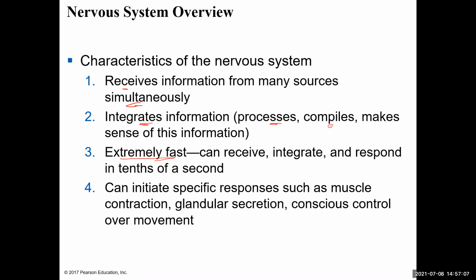And the responses that it's generating are responses like muscle contraction. So whenever we walk or move, or it could be involuntary muscle contraction, so stomach contractions, or the breathing responses for our respiratory system. It could tell glands to release specific hormones or other secretions. And it could also be conscious control or involuntary movement, right? And so the nervous system is really important for bringing all of these things together and making sure they all happen and work appropriately.